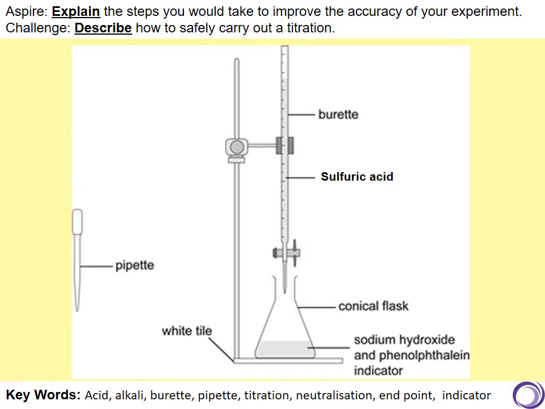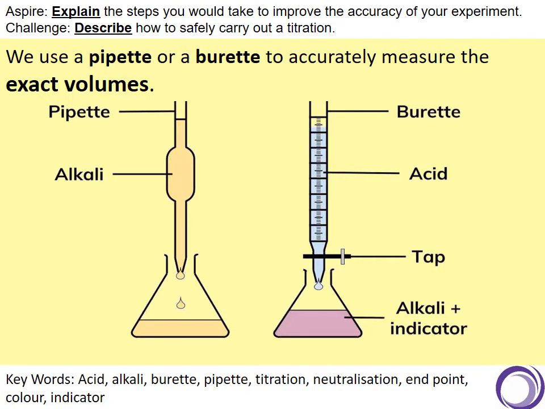In this lesson, we are going to look at how we would use the equipment shown to perform this titration and get a set of results. So I mentioned before we use 2 pieces of equipment, a pipette and a burette, to accurately measure exact volumes.